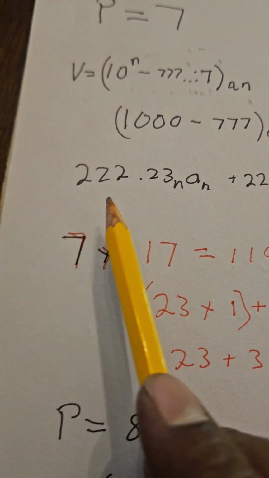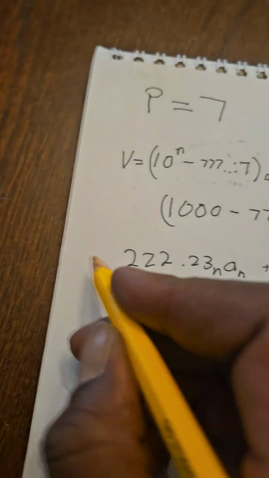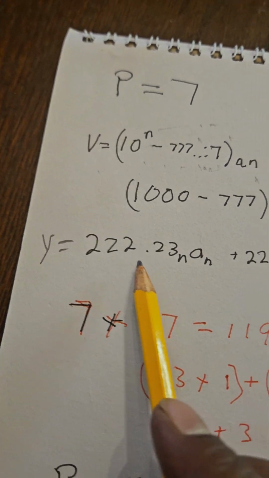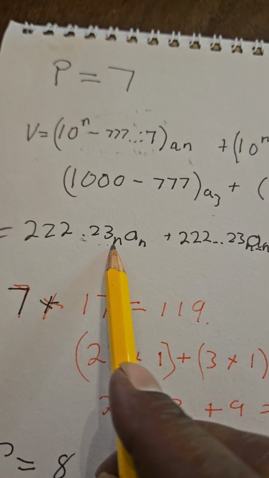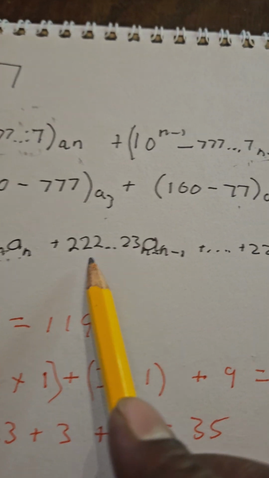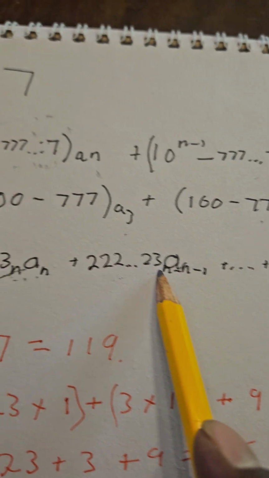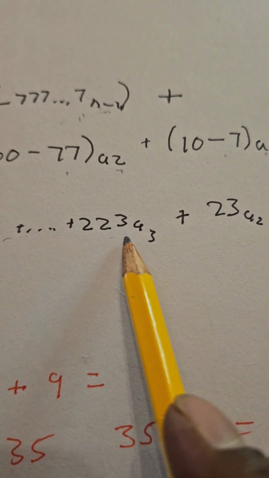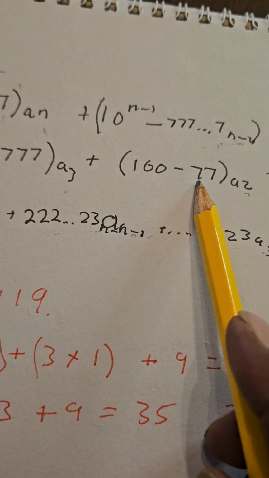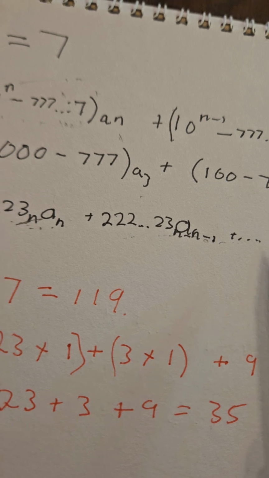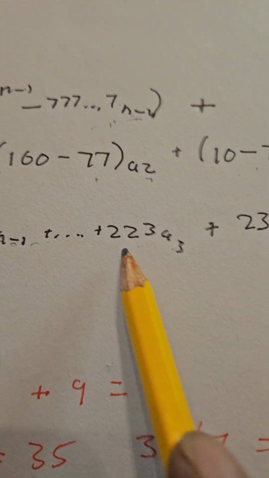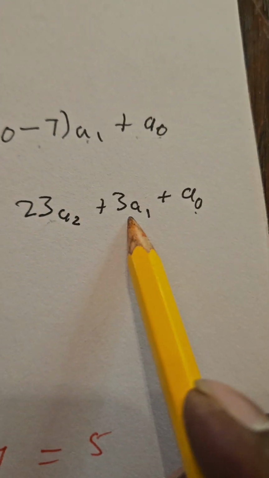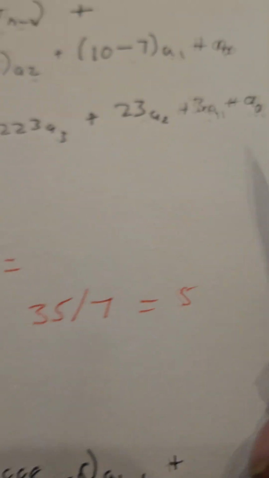And there's our Y. Our Y will be 222...23 an plus 222...23 an minus 1 plus 223 a3. Remember, 1000 minus 777 will give us 223. 100 minus 77 will give us 23. 10 minus 7 will give us 3. And then we get our a0.